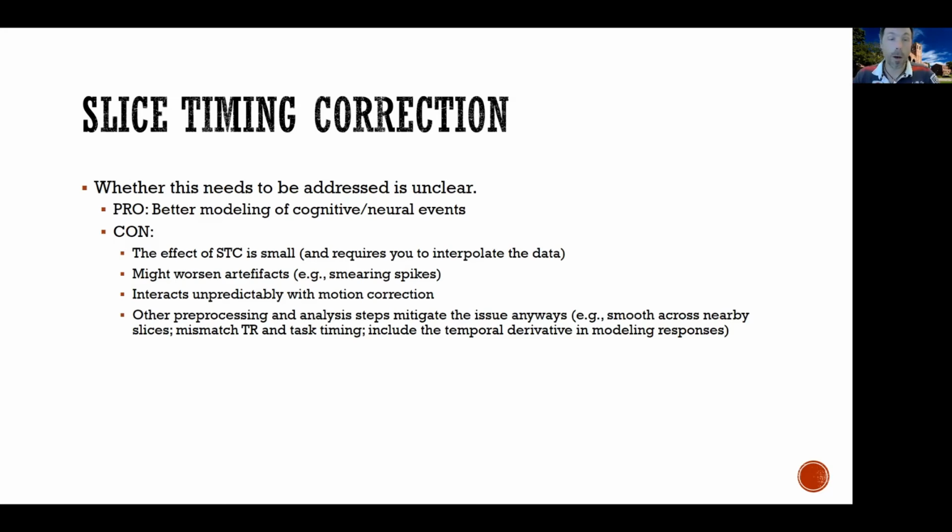However, there are a number of cons to it. For one, the ultimate effect of slice timing correction on the data is pretty small. And so if it doesn't do much to the data, why do you need to interpolate your data? Just don't touch it. On top of it, it might actually worsen certain artifacts. So for example, if you imagine that for some reason you had a little spike in your data, by interpolating, you might actually smear the spike. So that would inject added noise into the data.